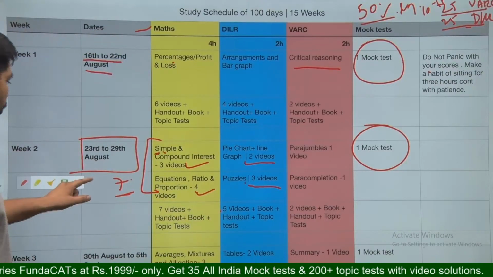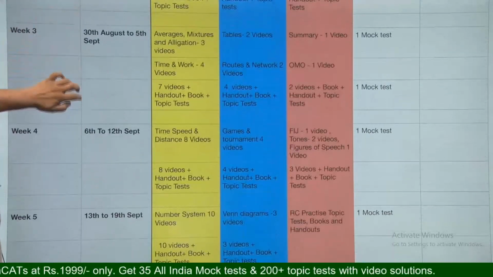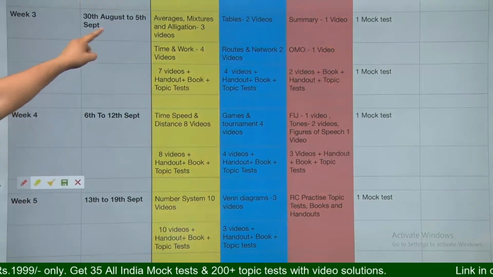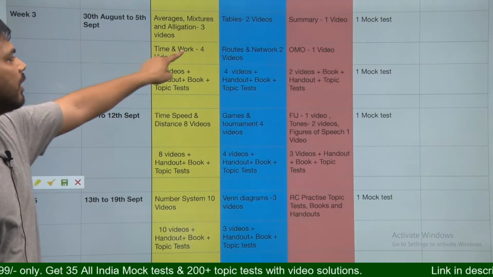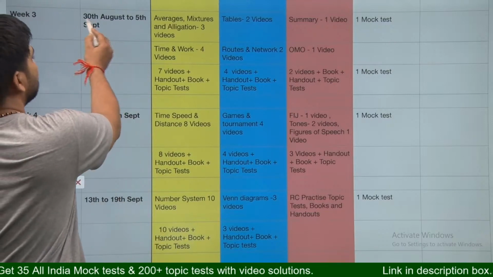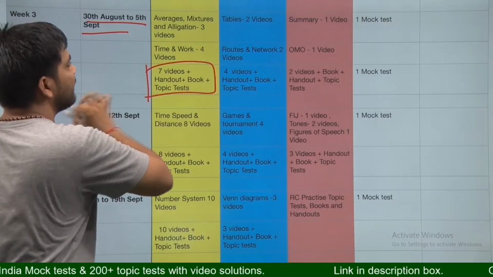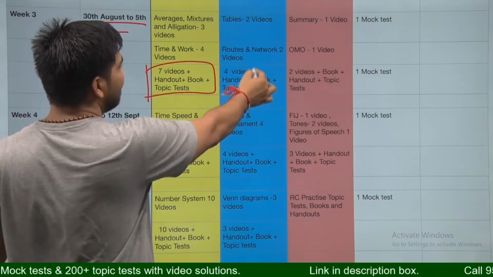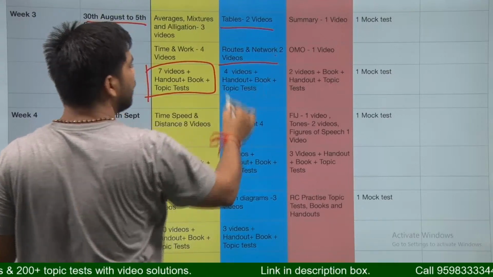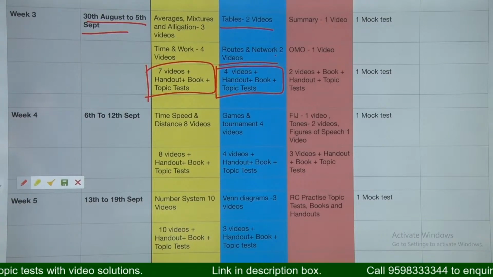Now let's come to week 3, ladies and gentlemen. This is week 3. In week 3, we have to do averages, mixture and alligation, 3 videos. Time and work, we have got 4 videos. So overall, in this 3rd week, which is from 30th August to 5th September, you have 7 videos in maths. In LR and DI, you should be doing tables, which is 2 videos, and routes and networks, which is again 2 videos. So overall 4 videos in this particular section.